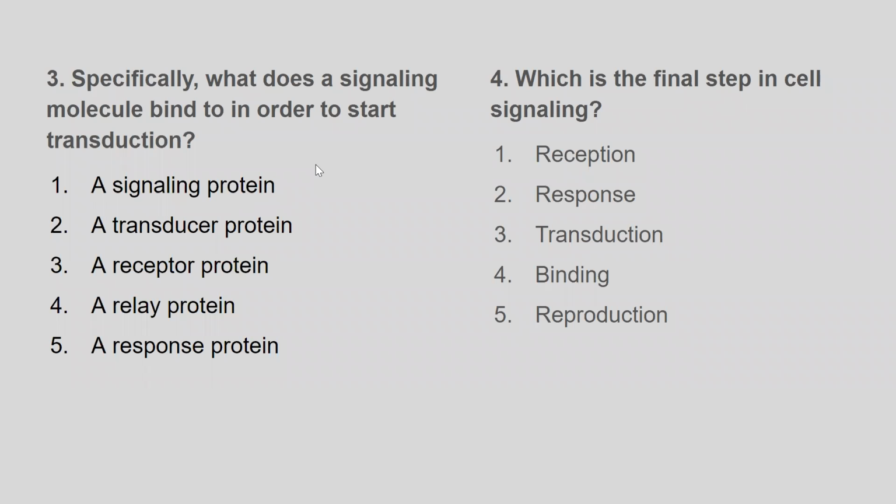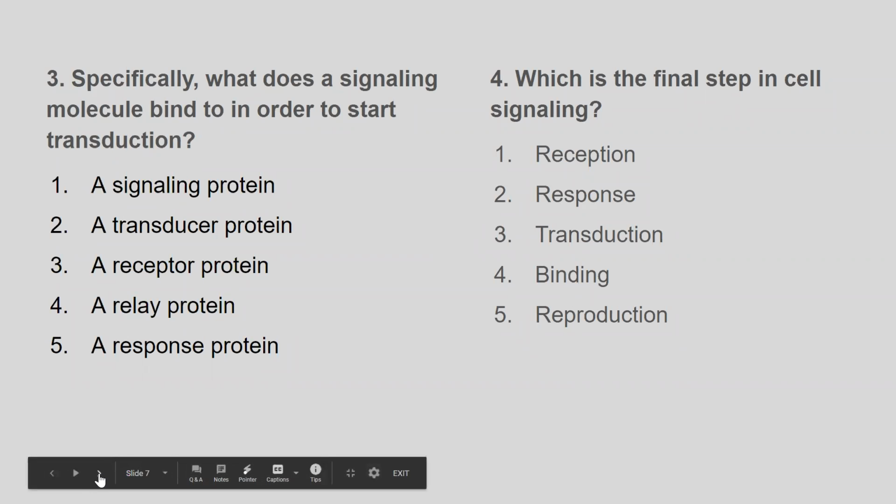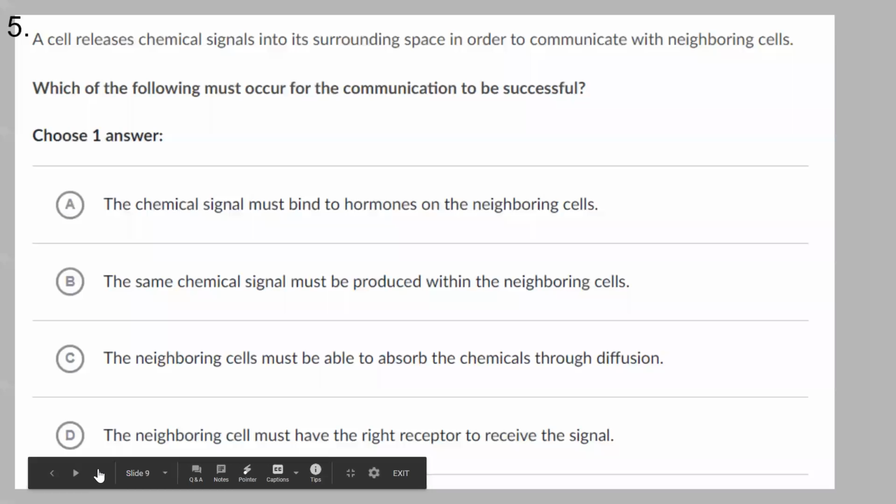Okay, Shrutika, what is the answer to question number 4? Final step in cell signaling. Can you tell? Final step of cell signaling is cell response. That is option number 2. Correct. Yes, it is cell response. Okay, I think we have one more. Yes. So these are your answers.